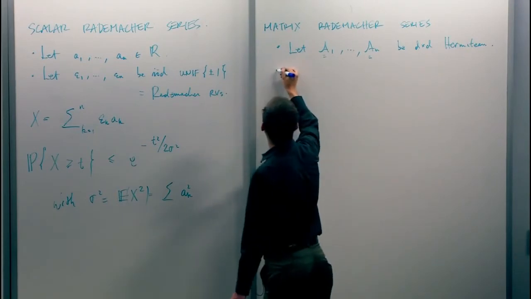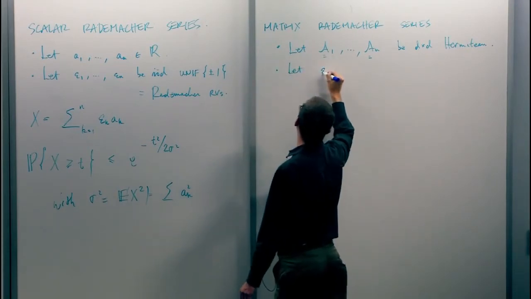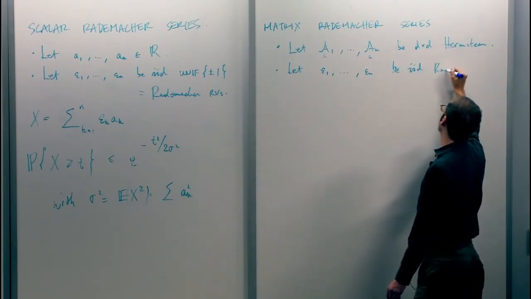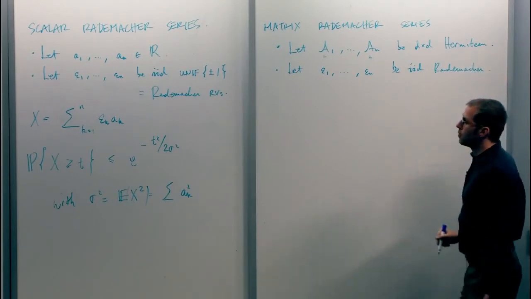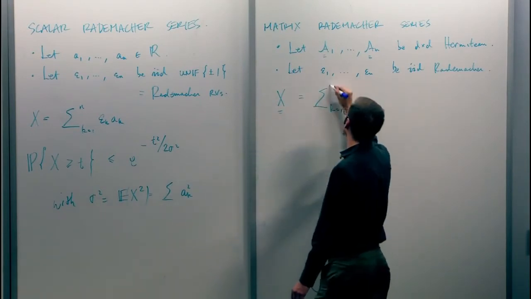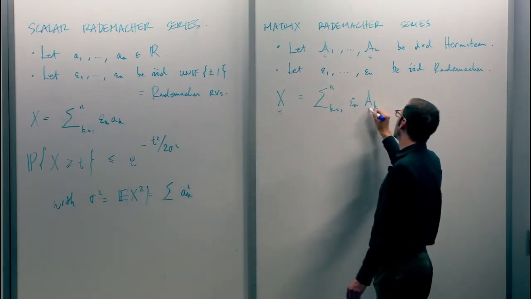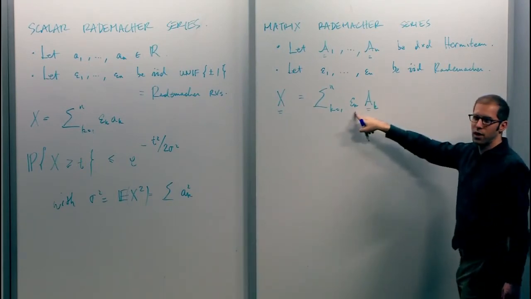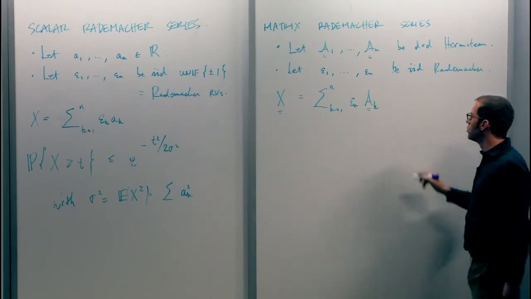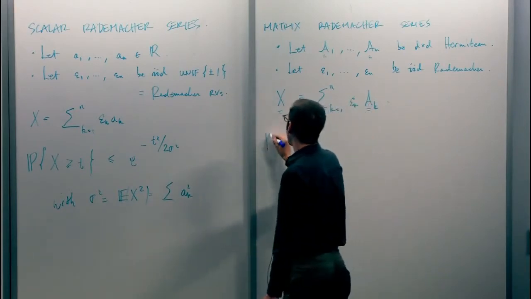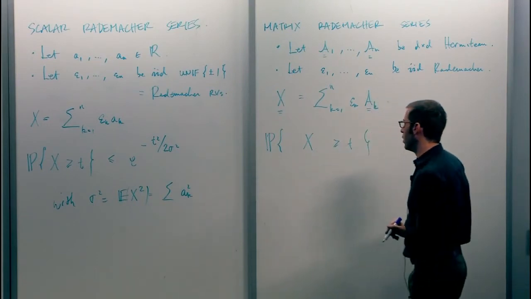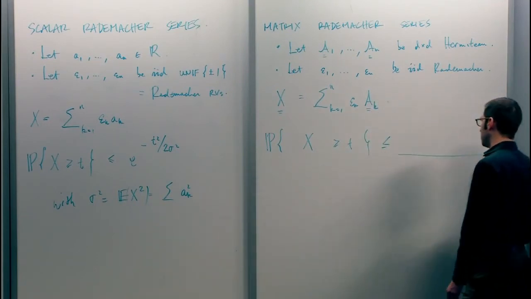Once again, we're going to need some randomness. So we'll let epsilon 1 up to epsilon n be IID Rademachers. These are scalars still. And we are going to make a random matrix X by modulating these matrix coefficients by these random variables and adding them up. So flip the sign of each matrix, add them up, see what happens. We'd like to understand how big X is. We'd like to know the probability that it exceeds some level. And we'd like something here on the right.